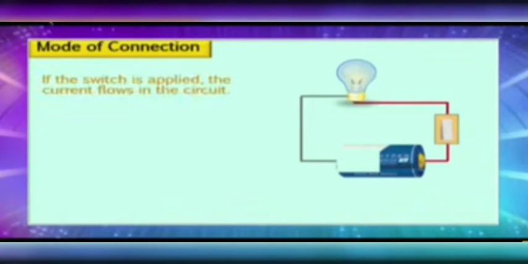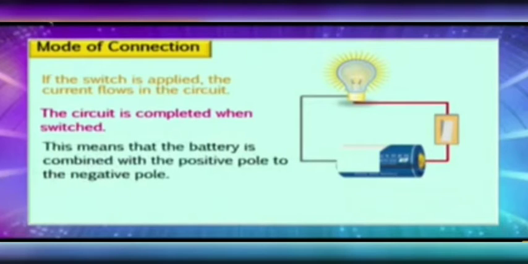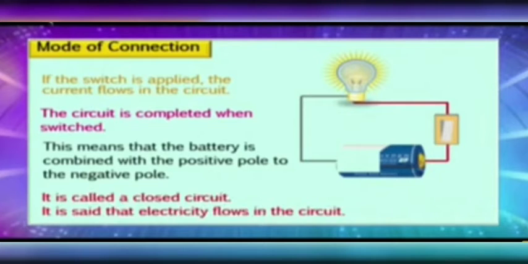If the switch is applied, the current flows in the circuit. The circuit is completed when switched. This means that the battery is combined with the positive pole to negative pole. It is called a closed circuit. It is said that electricity flows in the circuit.